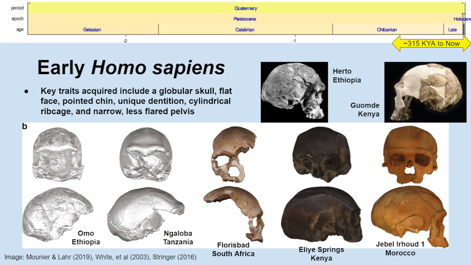Though the phrase anatomically modern human has fallen out of favor due to this new understanding of mosaic evolution, Homo sapiens today, for all its physical variation, remains one very closely related species genetically.